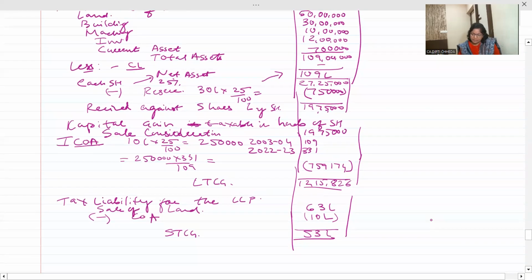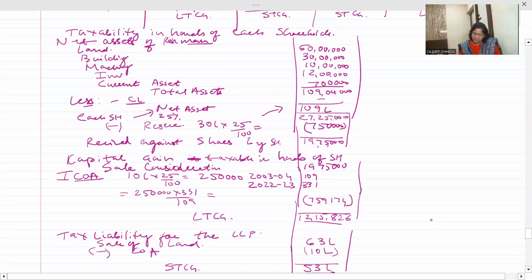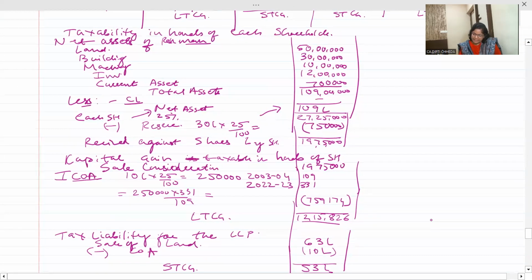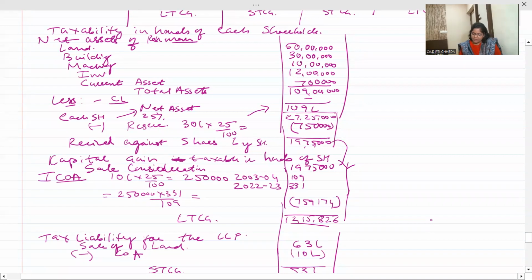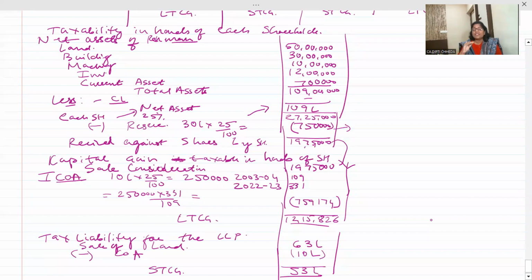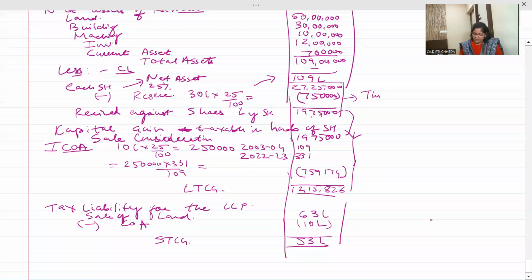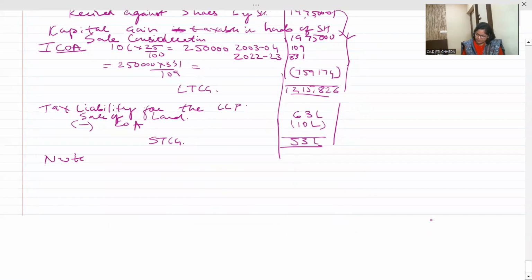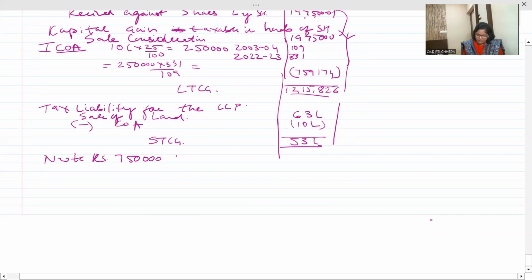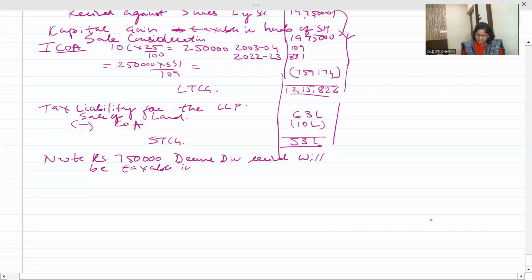Acha, what about these reserves? Yeah, I wanted you all to write a note. Each shareholder got sale consideration minus the index cost capital gain. ये जो 7,50,000 ना reserves which are given to shareholder. I will give you a note here. Note. Rupees 7,50,000 deemed dividend received will be taxable in hands of shareholders under income from other sources.